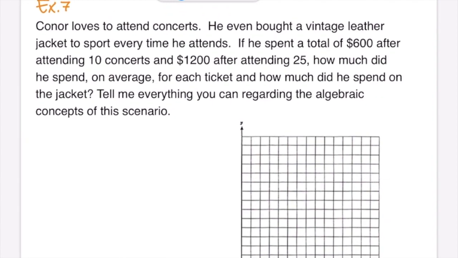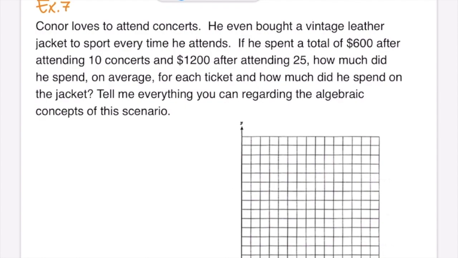All right, let's go on to example 7. We're going to do a practical scenario and talk about how point slope form applies to practical scenarios. So Connor loves to attend concerts. He even bought a vintage leather jacket to sport every time he attends. If he spent a total of $600 after attending 10 concerts and $1,200 after attending 25, how much did he spend on average for each ticket, and how much did he spend on the jacket?